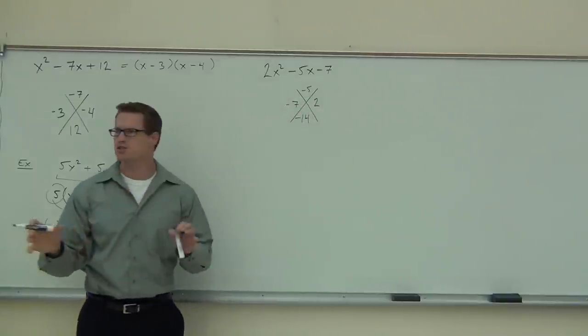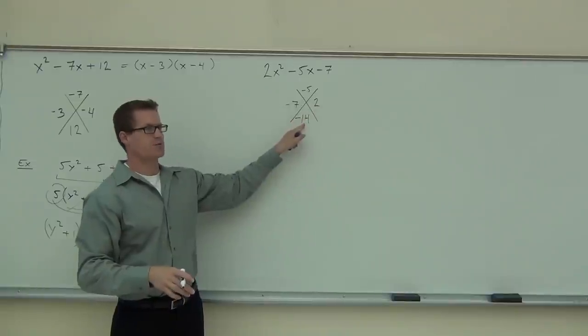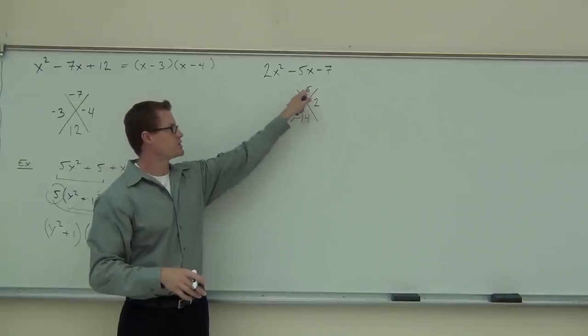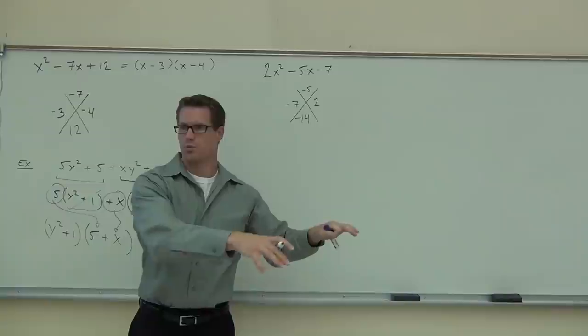Let's double check, okay, just to make sure we have this. Negative 7 times 2 is negative 14. If they multiply, yeah. Negative 7 plus 2 is negative 5. That means I have it right. If this step works, the rest of it will work out.